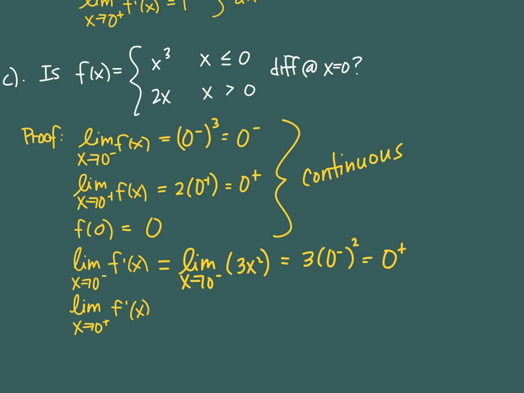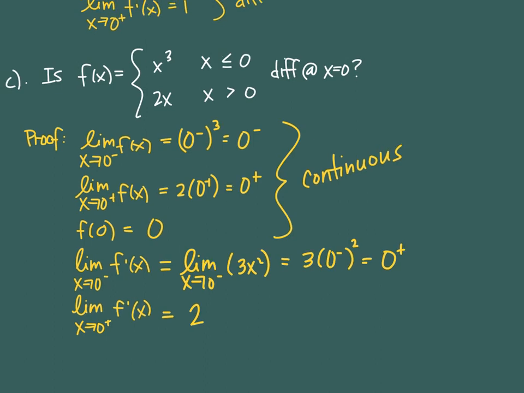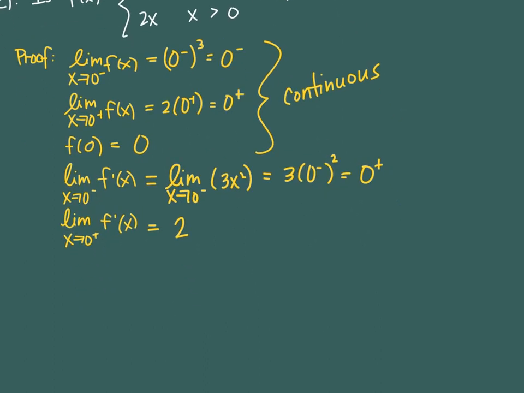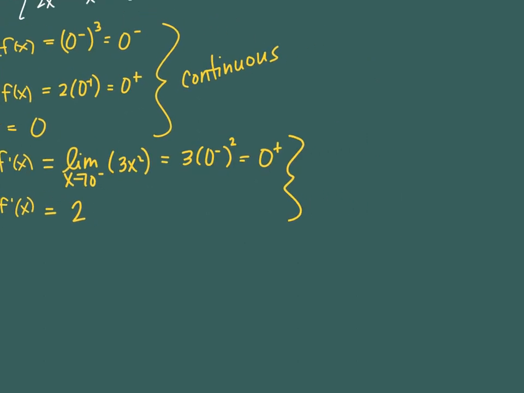And then the bottom function is not a curve at all, it's just a line, and so its value is going to be 2. And so now you can see it is not differentiable because the left and right hand derivative values did not come out to be equal. So we say it is not differentiable.